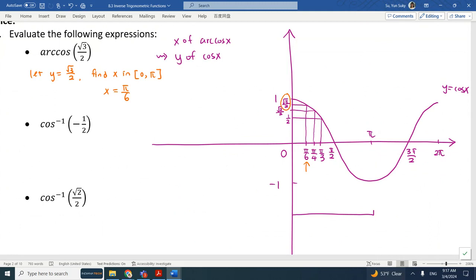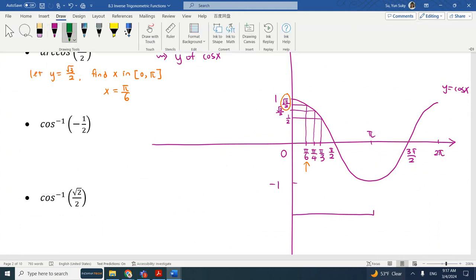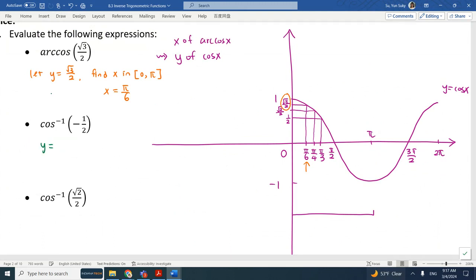So this is how we find the values without a calculator. And in the exam, you need to show all your work. So you need to draw the graph, and you draw the common values in the first quadrant. Is that clear, everybody? All right. So this is part A. We set the y value as root 3 over 2, and then we find the x. Part B, let's use green color. So we set the y as negative 1/2.